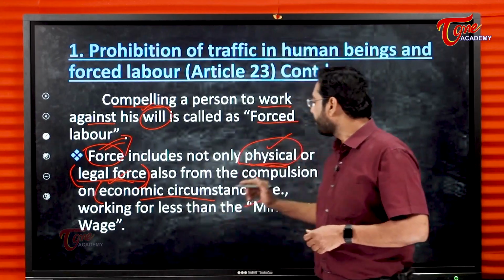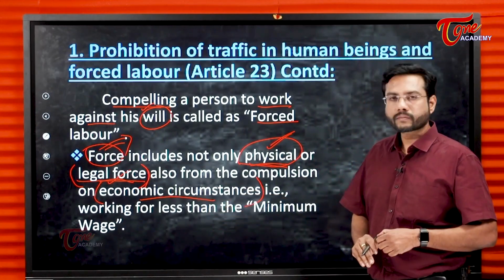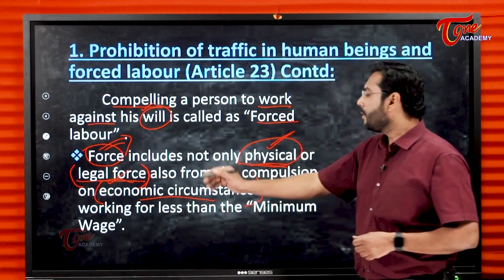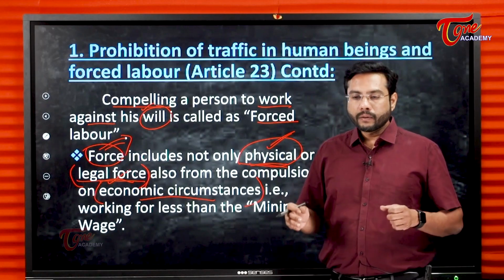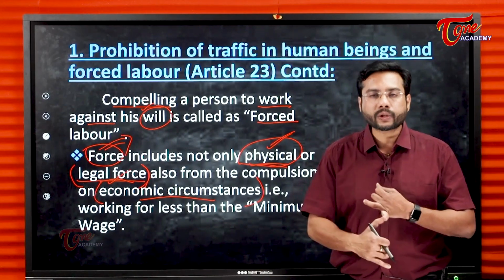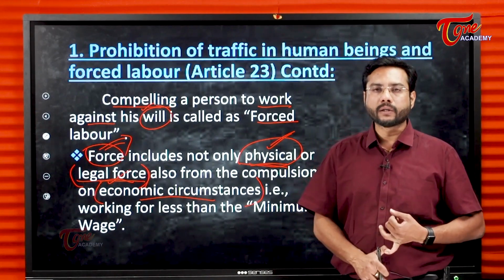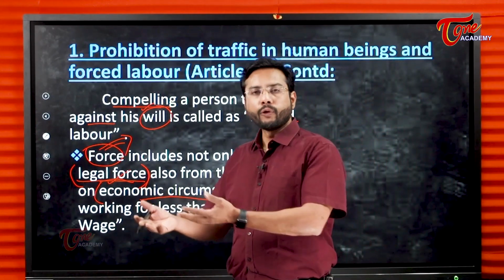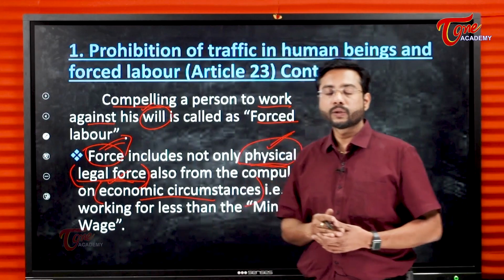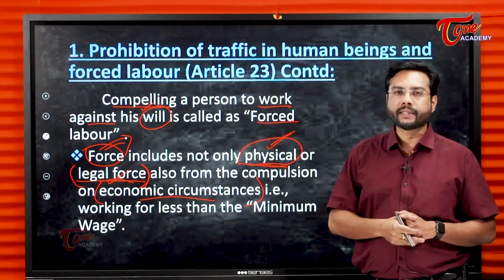Force is of three types. We have physical force, we have legal force, and also we have economic circumstances. In economic circumstances, physical force or legal force, a person may be made to work with little salary, or sometimes with no salary also. With no salary also they are forced to work. They may just provide them with food or shelter and make them work for hours. So this also comes under forced labor, and that is prohibited by Article 23.